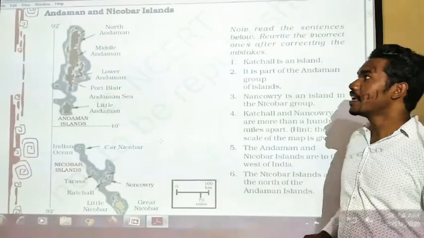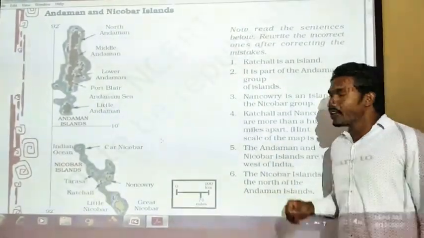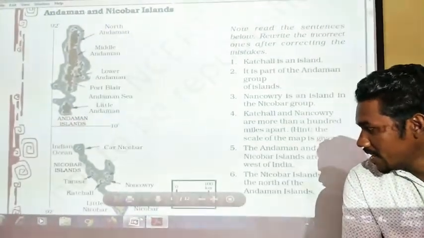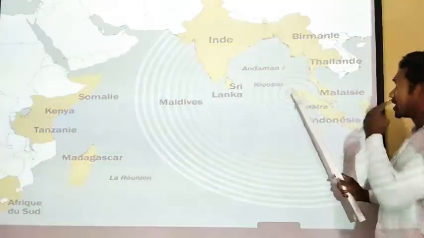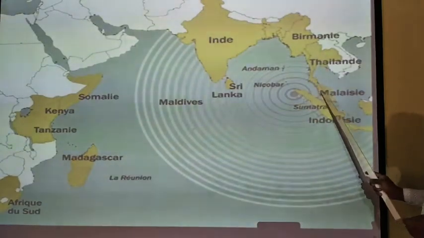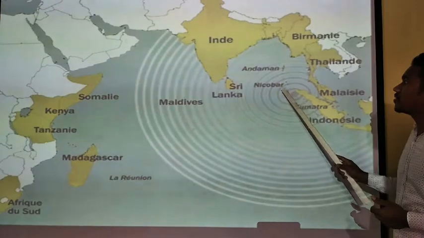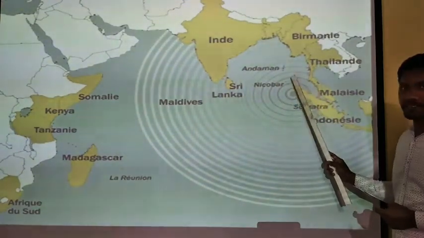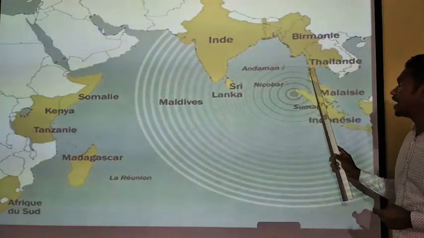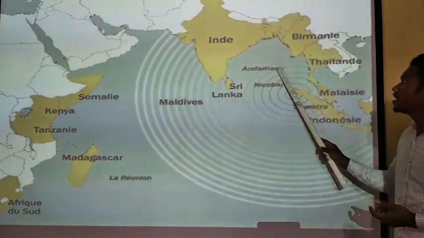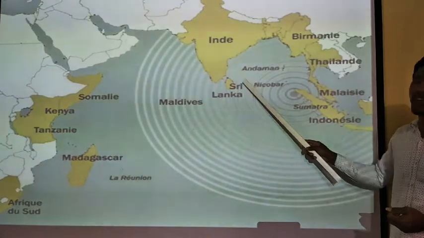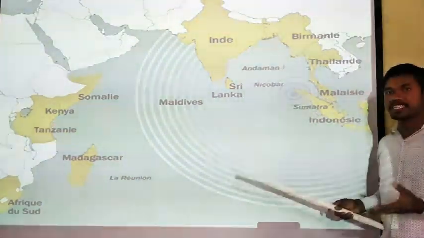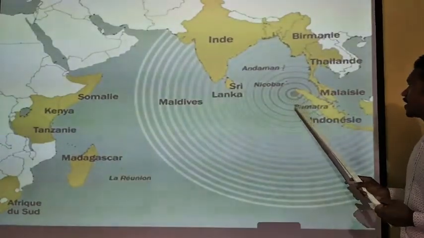Before we read, let us see where Thailand is located and where the Andaman and Nicobar Islands are located. Everybody look here. This is the point of the tsunami, and this is Thailand where it came exactly. But the Andaman and Nicobar is just opposite to Thailand. So when the tsunami came in Thailand, it would surely affect the people of Andaman and Nicobar, and also some of the coastal areas like Sri Lanka and Tamil Nadu. These places were also affected by the tsunami which came on 26 December 2004.